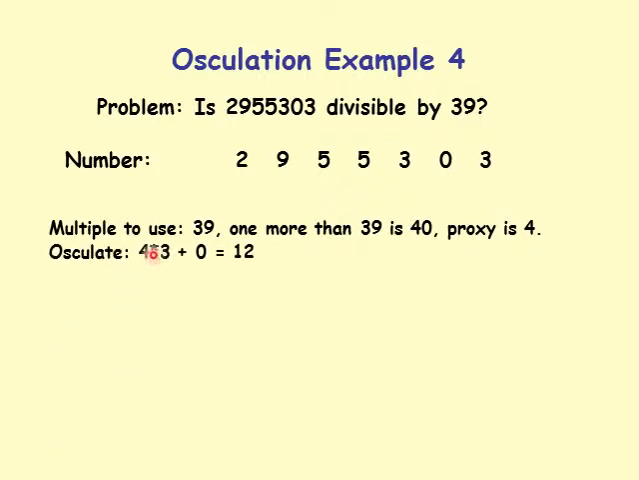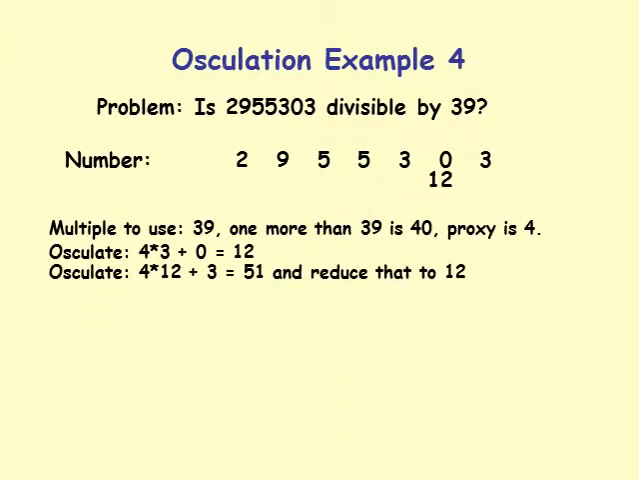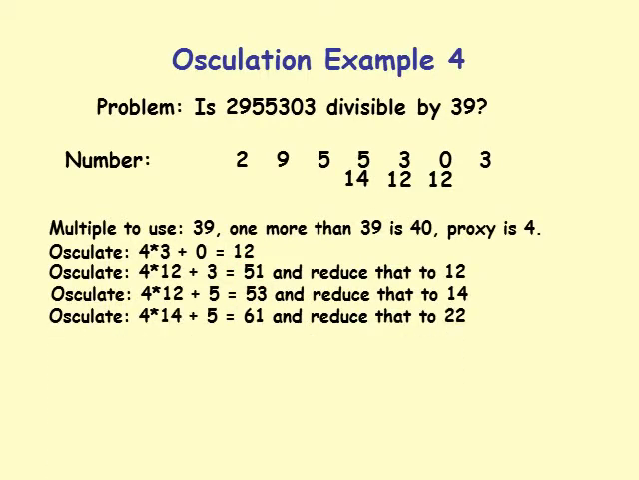First osculation is 3 times the proxy plus 0, 12. Now osculate again. This 12 on the right and 3 on the left. 4 times 12 plus 3 is 51. 51 is more than 39, and we reduce that to 12. Next osculation is 12 times the proxy 4 plus 5, 53. We reduce that. 53 is more than 39, and we subtract 39 from here.